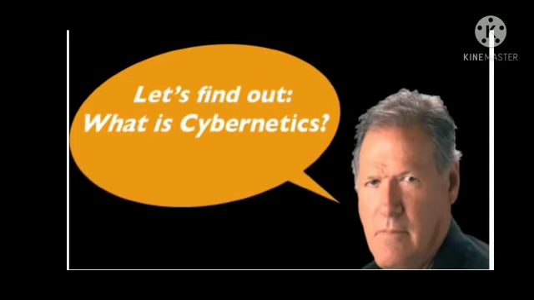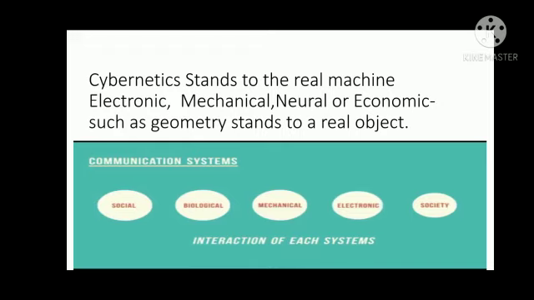So let's find out what cybernetics is in another way. Cybernetics stands to the real machine, that is electronic, mechanical, neural, or economic, as geometry stands to real objects. As we saw, cybernetics is the communication and control in the animal and the machine, or you may say the interaction between the machine and the human being. Do have a look at this communication system, that is social, biological, mechanical, electronic, and society.